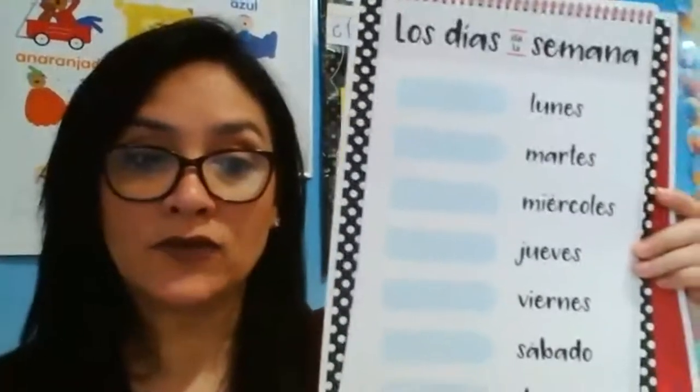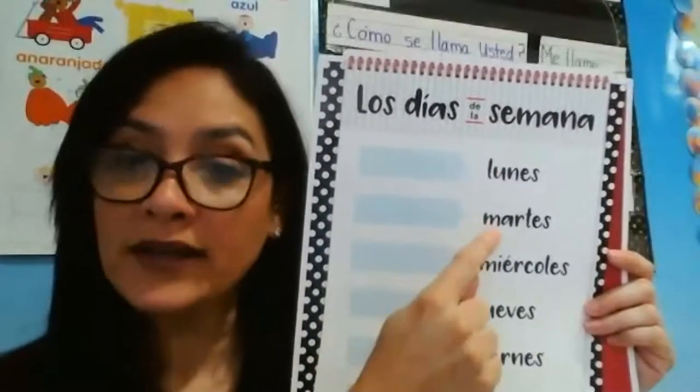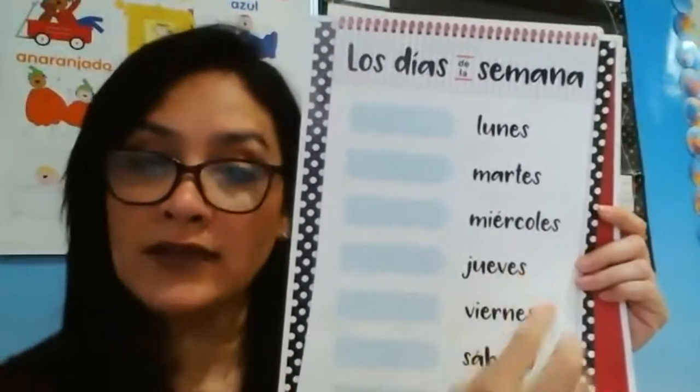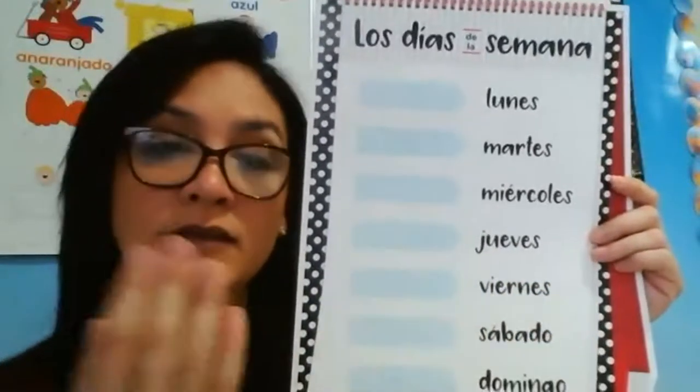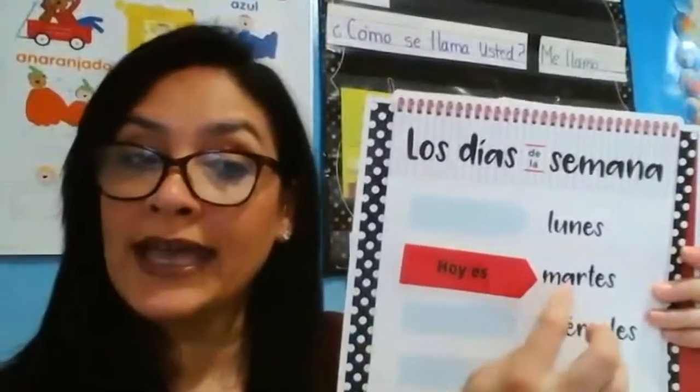Vamos a repasar diciendo los días de la semana. We're going to review saying the days of the week, starting with Monday. Lunes, martes, miércoles, jueves, viernes, sábado, domingo. If I wanted to say, si yo quiero decir, today is Tuesday, hoy es martes. Repite, hoy es martes.